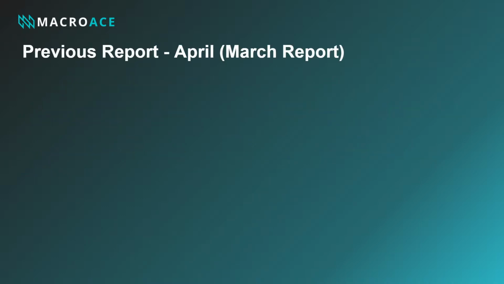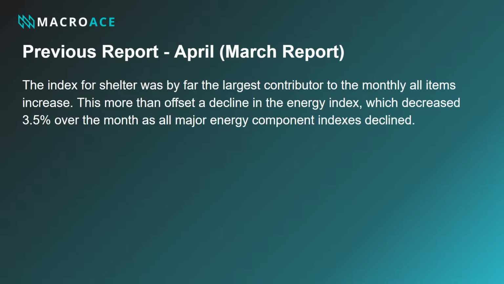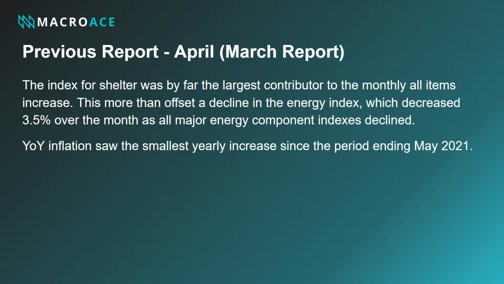So what was the previous report like? Okay, for the March report, the index for shelter was by far the largest contributor to the monthly all items increase, offset by a decline in the energy index, which decreased 3.5% over the month as all major energy component indexes declined. Year-on-year inflation saw the smallest yearly increase since the period ending May 2021. Inflation has had a nice steady path towards the downside, except today that could be different, if analysts are expecting inflation to be sticky and remain unchanged at 5% for the year-on-year rate.